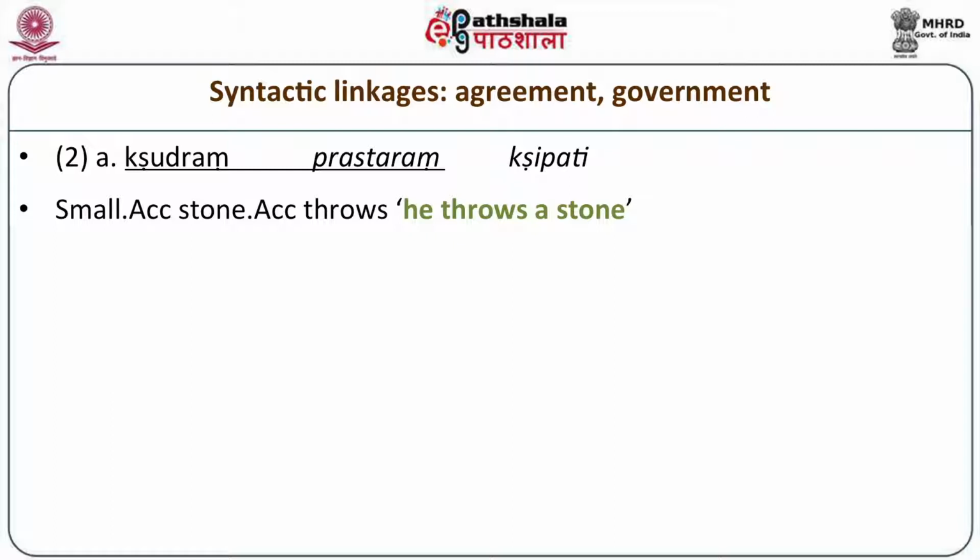What did you notice here? Prastaram is an accusative word. It has accusative inflection on the word for stone. Kshudram, the adjective small, copies the accusative case from prastaram. That is what there is to notice, that there is a copying of a feature. Agreement.